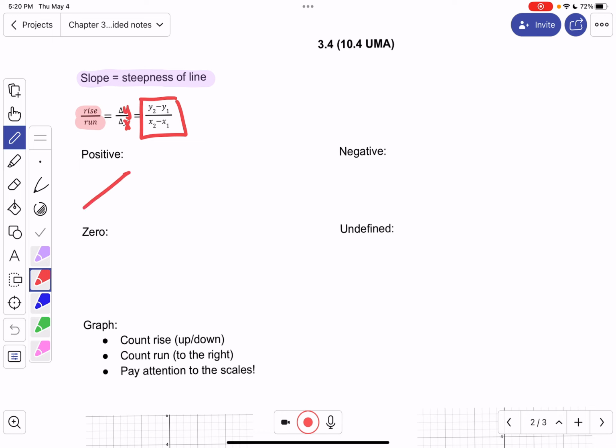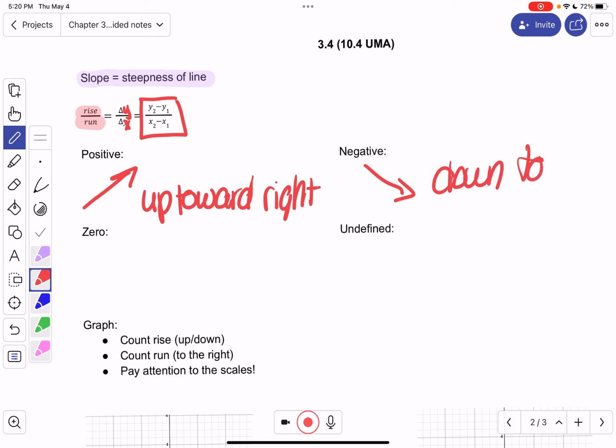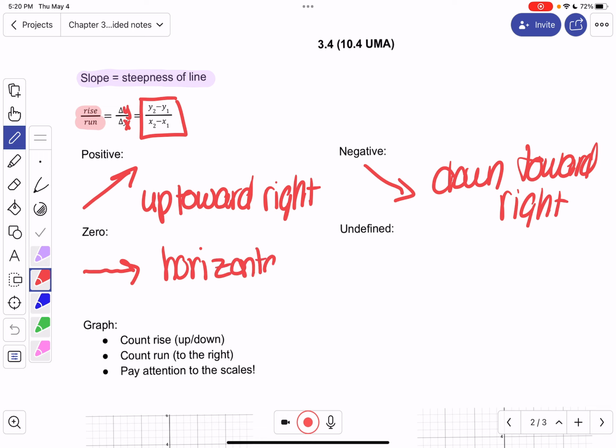A positive slope goes up as you move to the right. A negative slope goes down as you move to the right. A zero slope is just a horizontal line. It's flat. It doesn't go up as it moves over. Whereas an undefined slope is a vertical line straight up and down. And that is undefined because you can't have a zero on the bottom of an equation. So that's where that would come from. So those are different ways to look at the slopes.